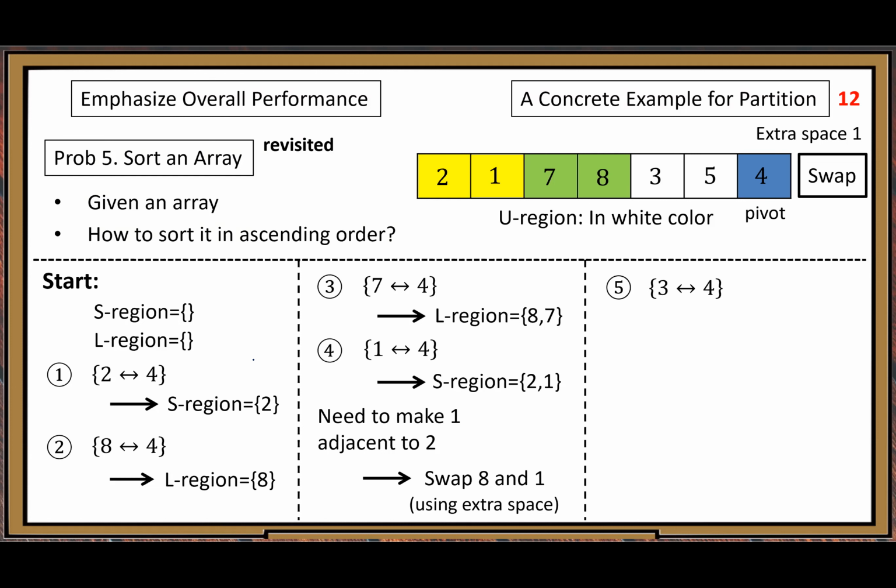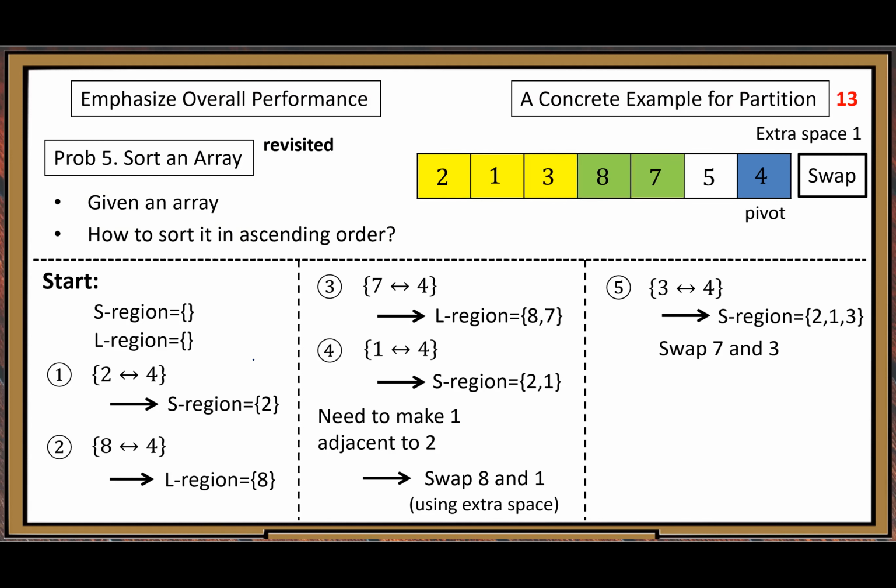3 and 4. 3 should be in the S region, yellow color, but it is separated by that green color block. Another swap operation, 7 and 3 this time, and we can recover the desired structure. All right, the last one, 5. 5 is greater than 4, so we make it a green color.